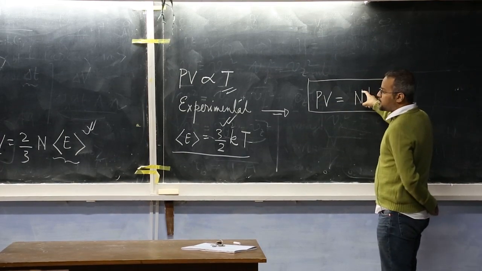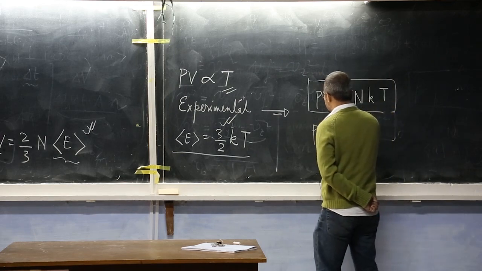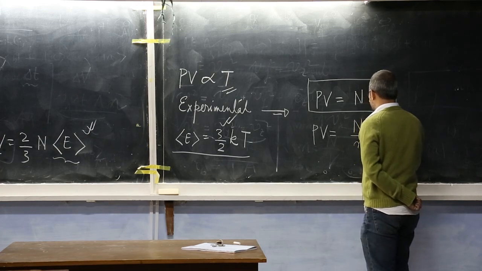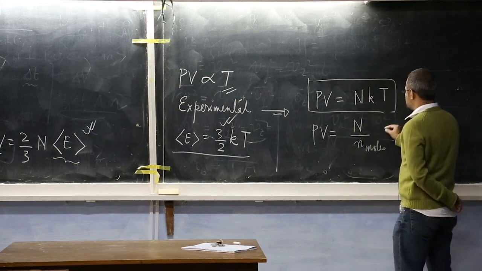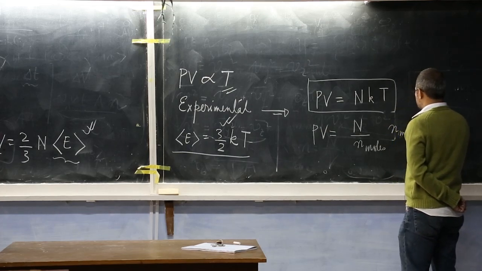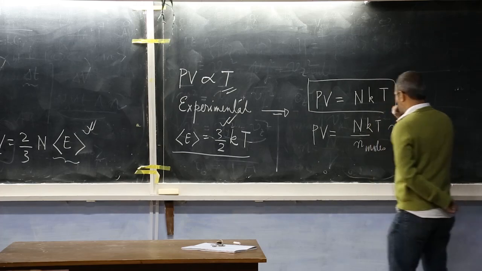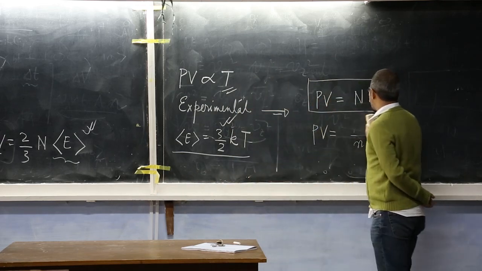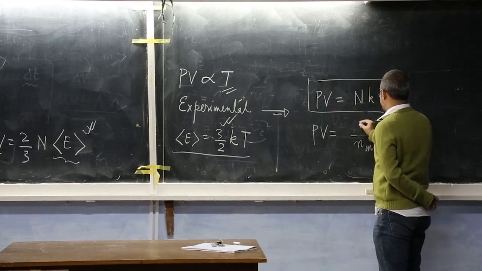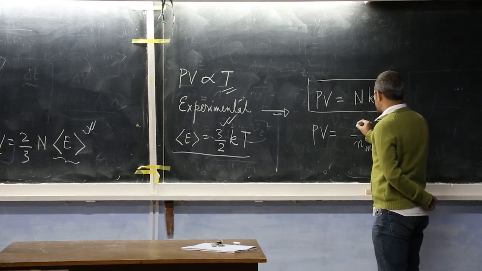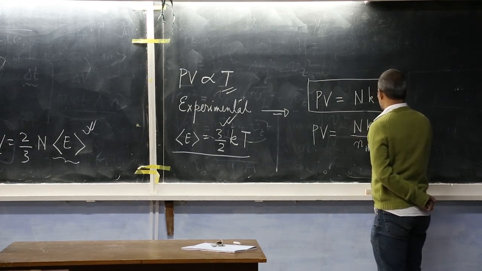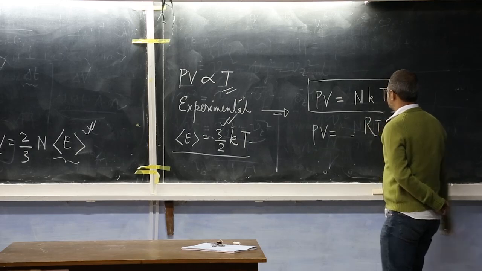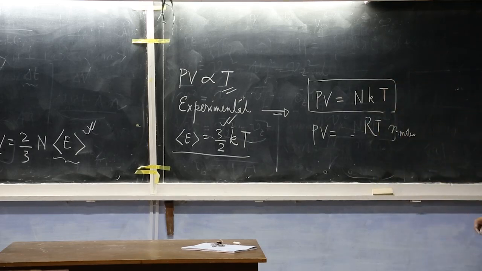Sometimes instead of the total number of molecules, it is written in terms of the number of moles. So you divide it by the number of moles, and thereby you have the number of moles, and you have KT, and this quantity is called R. This N by N k by N mole, so this quantity becomes R. So you have PV equals nRT.